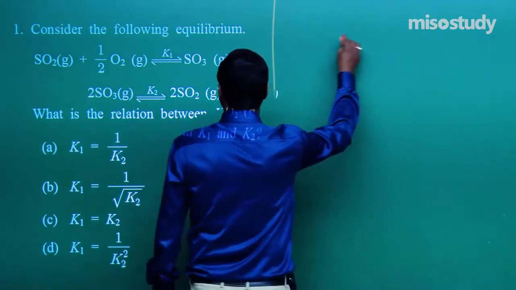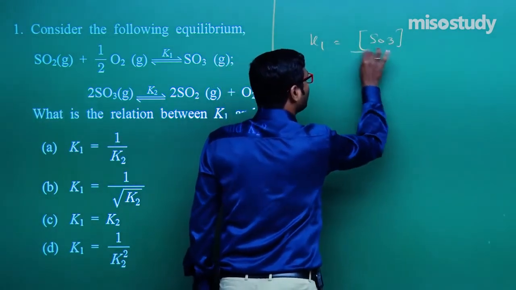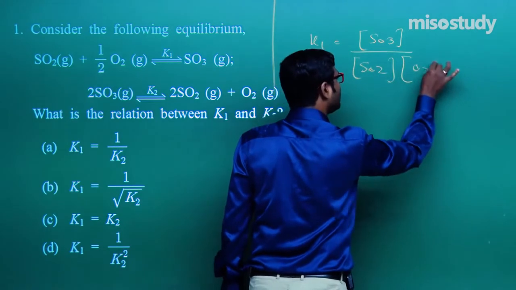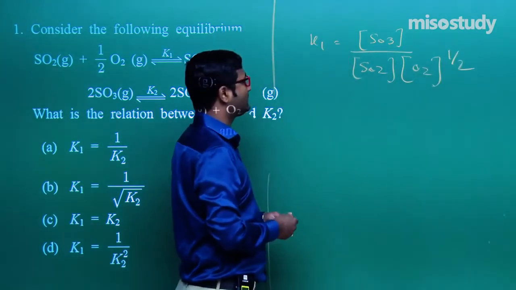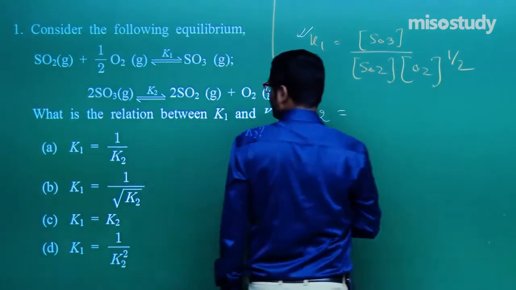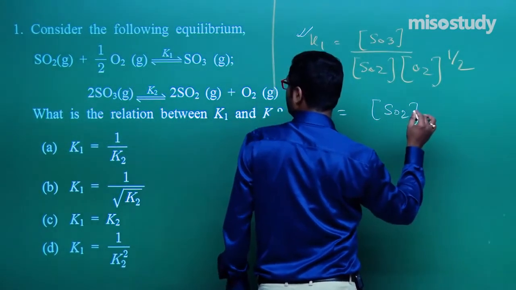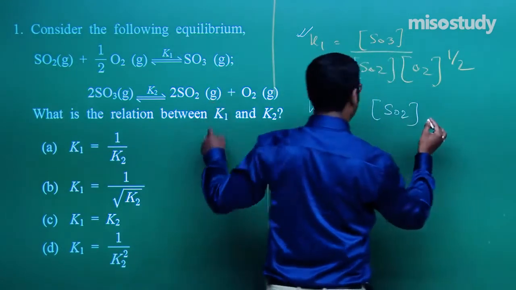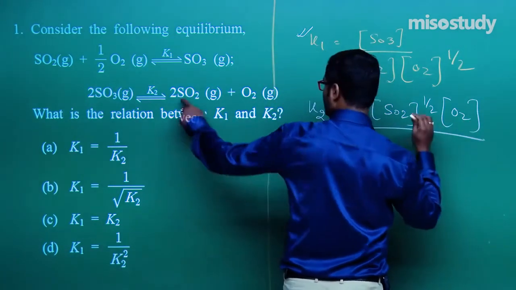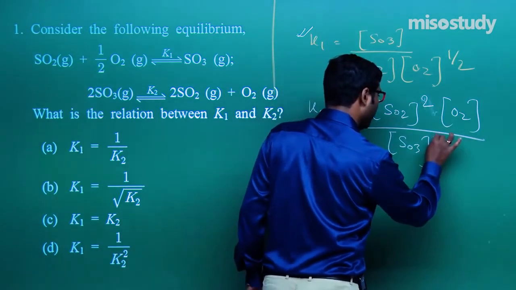First of all, if I write like this, the K1 expression for the first equation is the concentration of SO3 upon the concentration of SO2 into concentration of O2 power 1 by 2. This is the expression for K1 for the first equation. Now for the second equation, the expression is SO2 to the power 2 into O2 to the power 1 by 2... no, not 1 by 2, put here 2, clear. Now upon SO3 to the power 2.